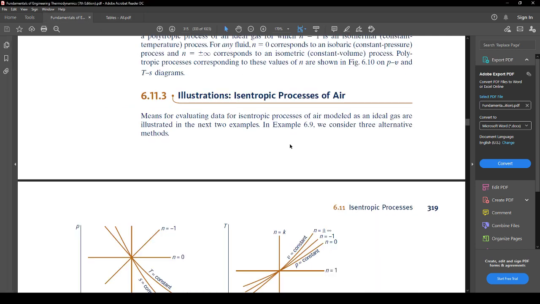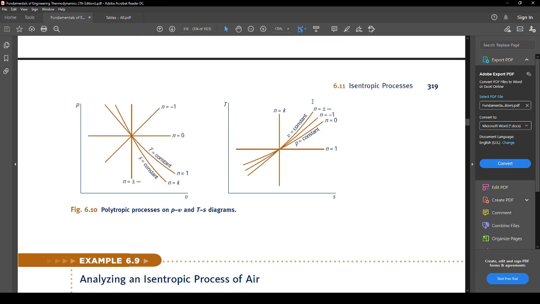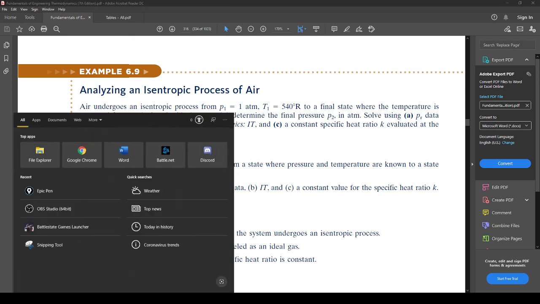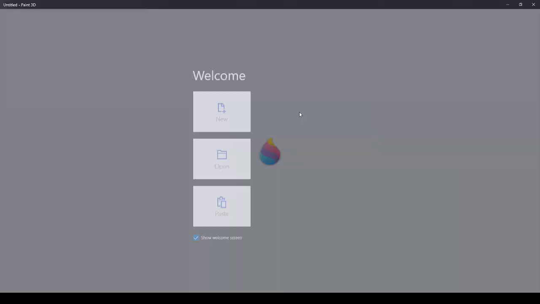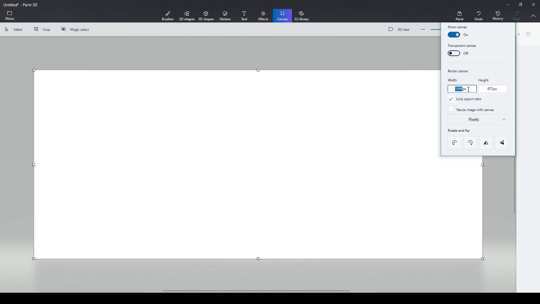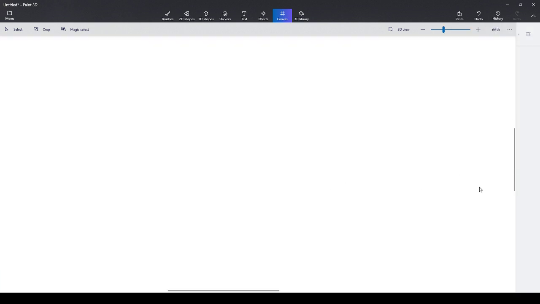All right. And then we have illustrations, isentropic processes of air. So it says means for evaluating data for isentropic process of air modeled as an ideal gas are illustrated in the next 2 examples. In example 6.9, we consider 3 alternative methods. So right here is an example question that we will do really fast. So let's go ahead and open the old Paint 3D, right? So canvas time. Anybody have any questions while I'm doing this? I know it's kind of a lot, right? But we'll get through it, I promise.